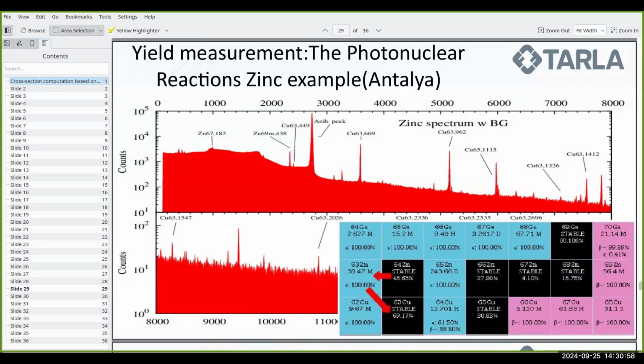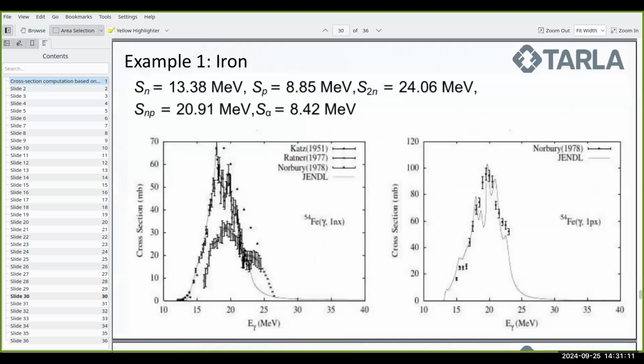But even just analyzing this one spectrum provides a lot of experience and know-how for what will hopefully be the future here at Tarla. To illustrate how bad the situation is in the results of the photonuclear cross sections, let me show you two very standard nuclei, iron, and next one will be zinc.